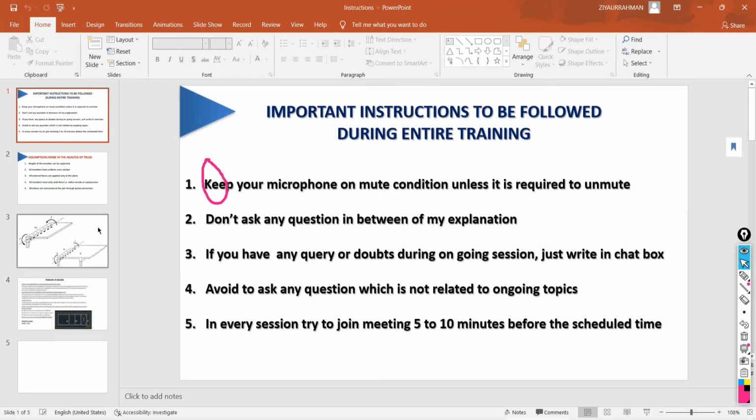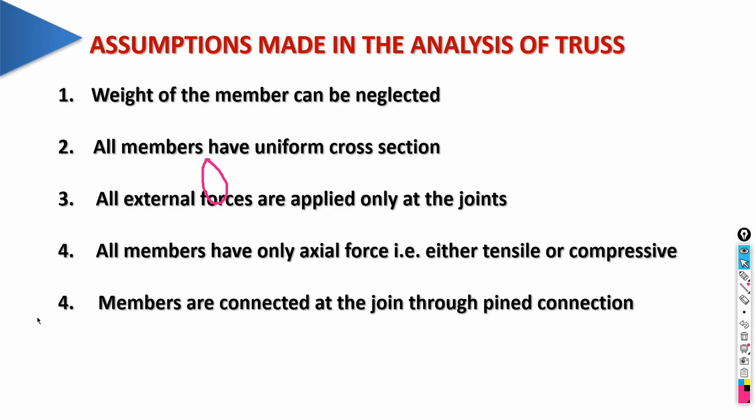The most important, I told you, the most important assumption is what? Members are connected at their ends by the pinned or hinged connection. Pinned or hinged connection means this joint will not carry any moment. Means, if the joint is not carrying any moment, it will transfer more stress to your member.